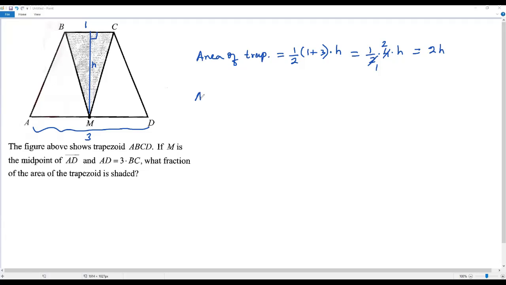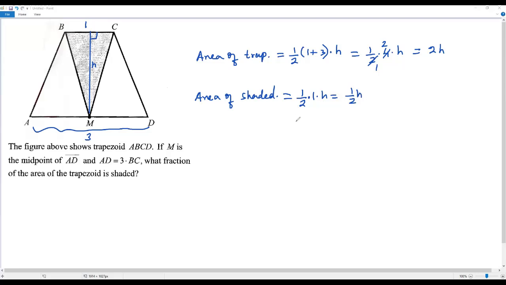Okay, now let me get the area of the shaded region. Let me write the stuff over here. Area of the shaded region. So actually the shaded region is a triangle, and the formula to find the area of a triangle is 1/2 times base times height. So here the base is given by this side BC. So its length is just 1/2 times 1, and the height of the triangle is h. Let me write over here. 1/2 times h is 1/2 h.